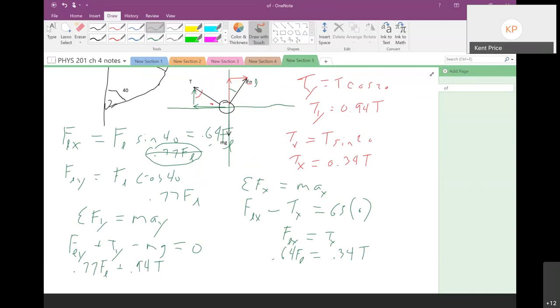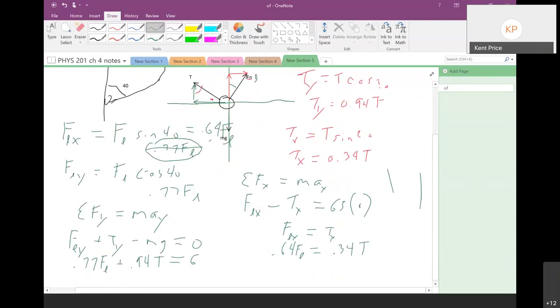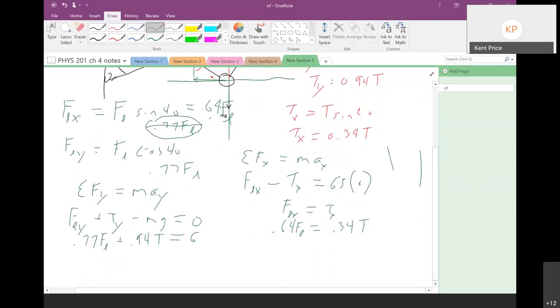And then let's add mg to both sides. That's equal to mg. M is 65, what I said. I think I said 65, but it's wrong. Yeah, 65, and g is 9.8. So 65 times 9.8.